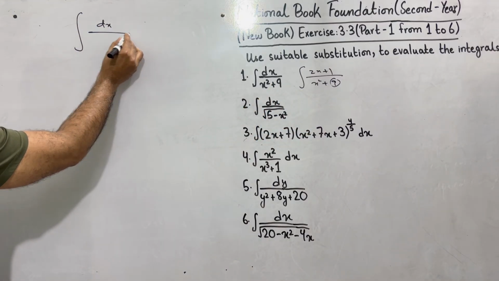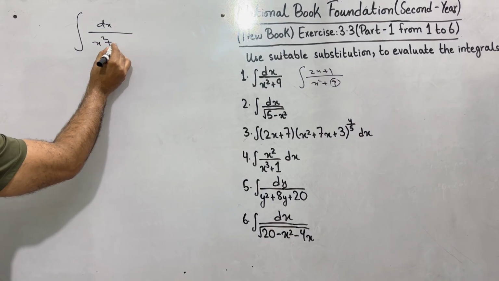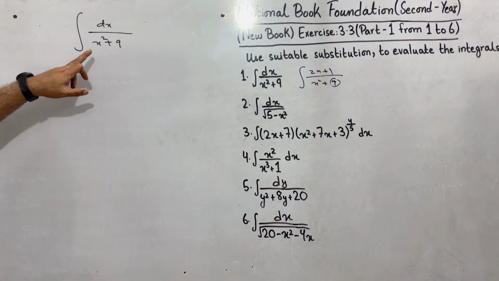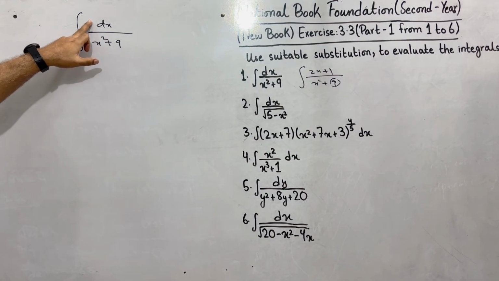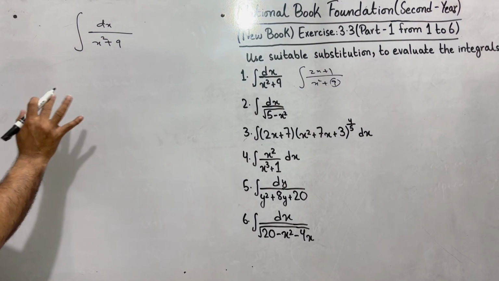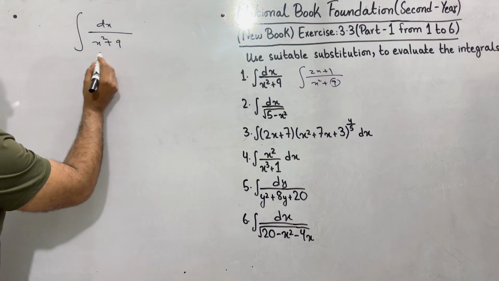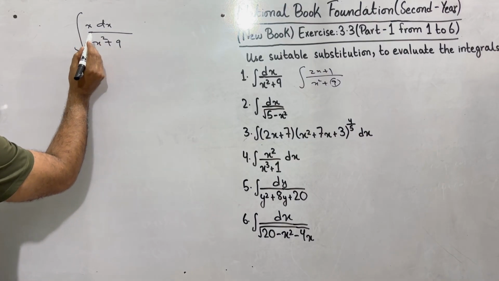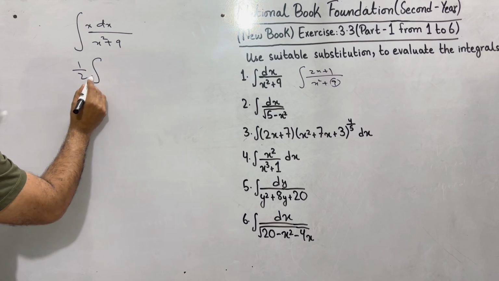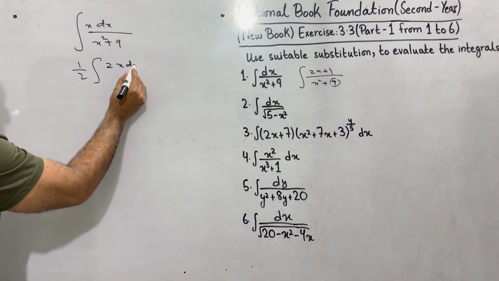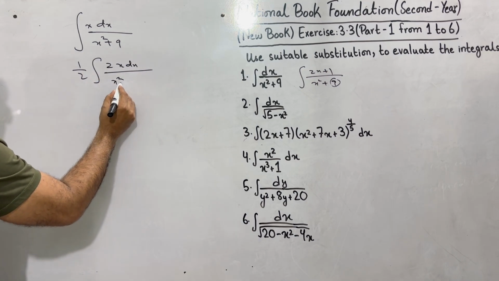Ask yourself, what is the differentiation of x square? That is 2x. It is not the case here. If there had been an x or 2x in the numerator, then we would have done it like this: the integral of 2x dx over x square plus 9.